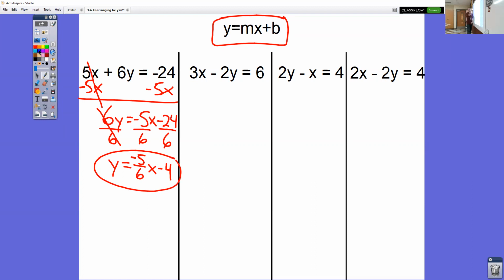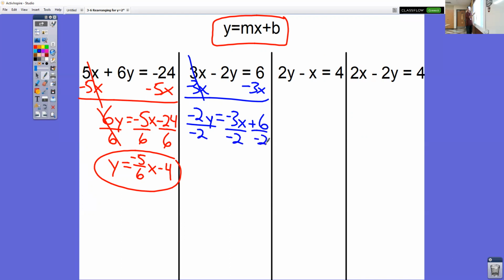Getting this -2y all by itself. -3x and -3x. Those 3x's cancel out. Bring down your -2y, bring down your equal sign. You can't do 6 minus 3x, but we can flip around the order to be -3x plus 6. Divide by -2, divide by -2, divide by -2 to get that y all by itself.